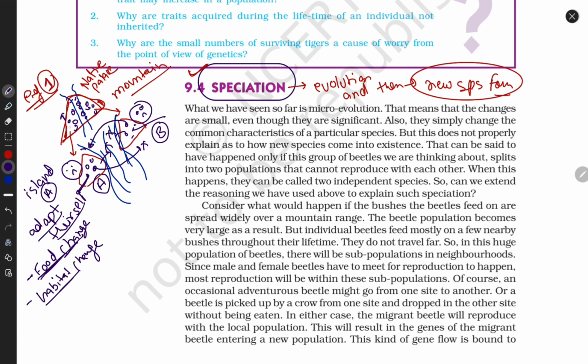Habitat change means previously their habitat was trees. They lived on long, tall trees. But now, because of the barrier of the river, their habitat has changed. Now they live on land. Next, environment.